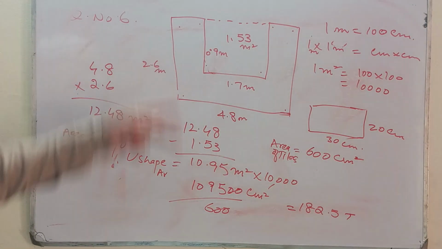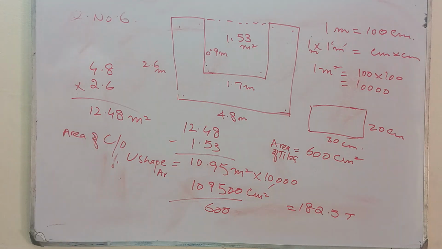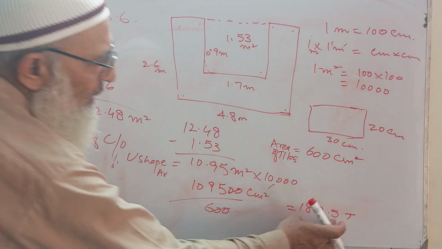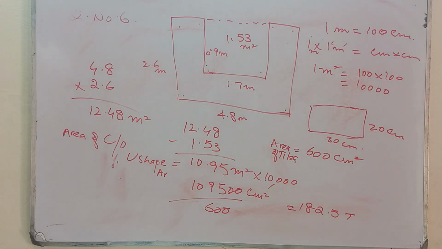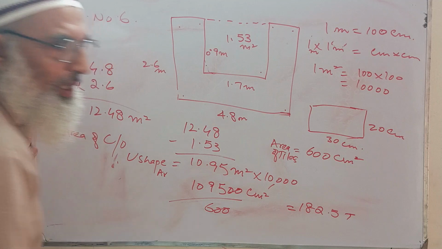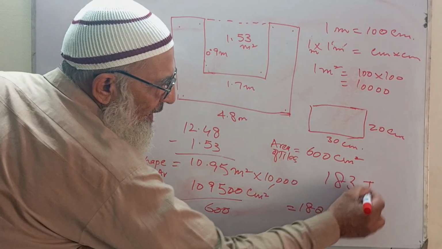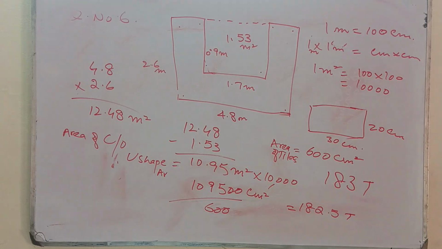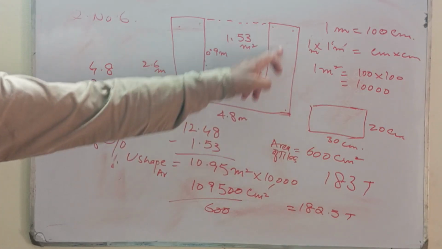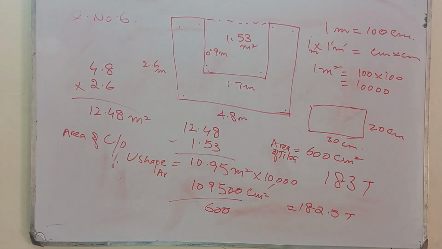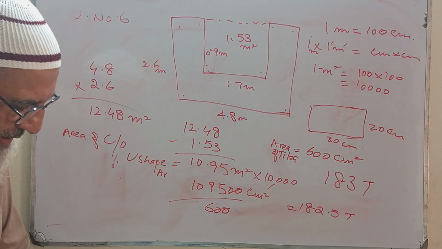Okay, now ignoring the wastage of the tiles. When you go to the tile shop, he will not give you 0.5 tile, he will give you a full tile. So we have to purchase 183 tiles. Now this is with the minimum wastage. See how I calculated.